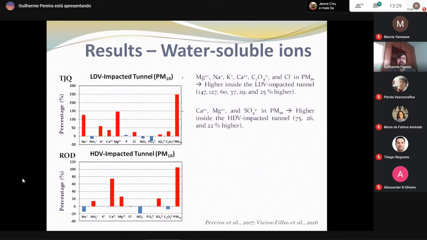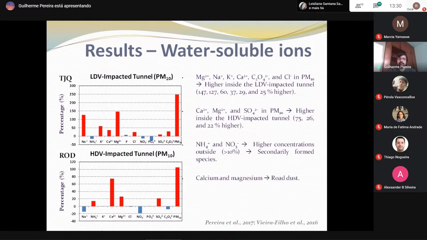Here, there are results concerning water-soluble ions. See that at the low duty vehicle tunnel, we can see magnesium and sodium, among others, at much higher concentrations inside. And at the high duty vehicle impacted tunnel, calcium and magnesium mainly, but also sulfate. Interestingly, I saw that ammonium and nitrate, which are secondarily formed species, were higher outside the tunnel. Calcium and magnesium have higher concentrations inside the tunnels. They can be explained by road dust participation, and sodium has been previously associated with vehicular emissions and pavement participation in São Paulo. So that's why you can see these higher concentrations inside the low duty vehicle impacted tunnel.